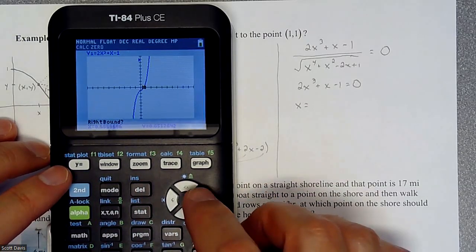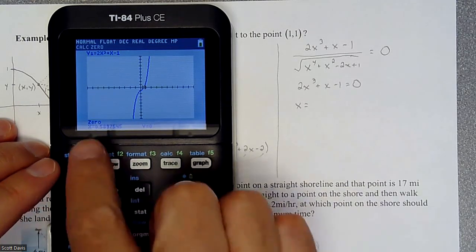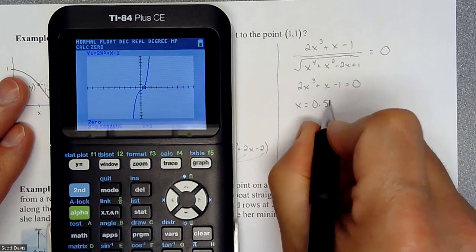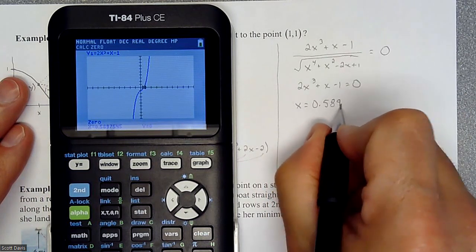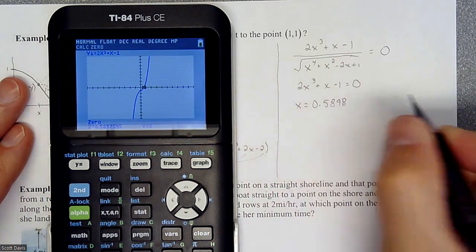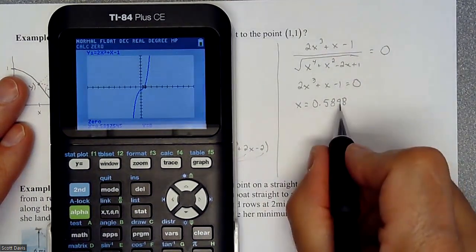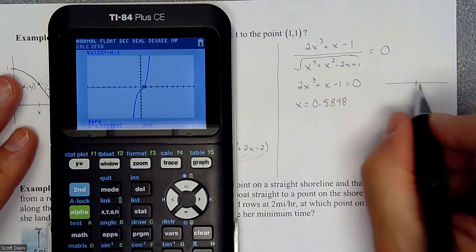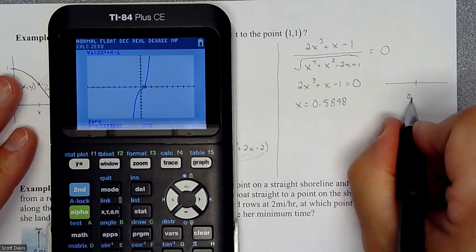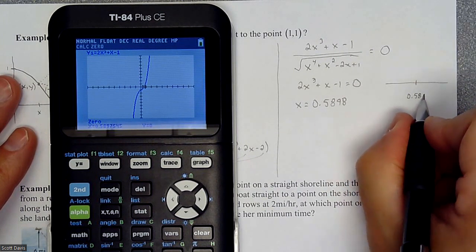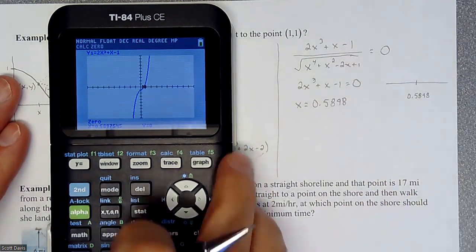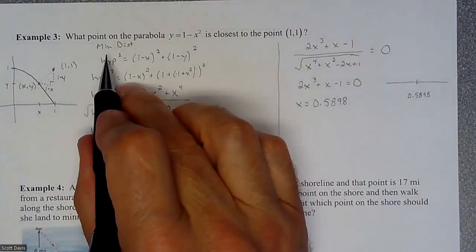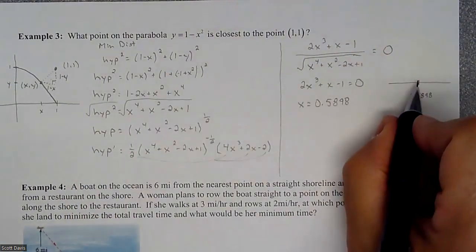Here's our left side. Here's our right side. So we're looking at 0.5898. Okay, so there is our potential maximum. Let's double check that we actually get a maximum out of it. I'm sorry, we're not getting a maximum. We should be getting a minimum. So let's make sure that we get a minimum.